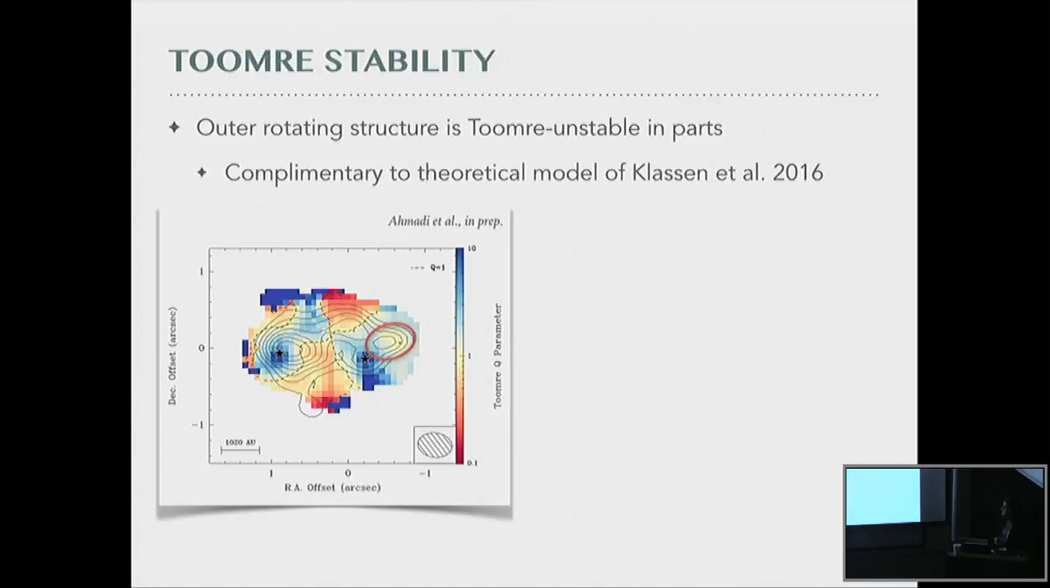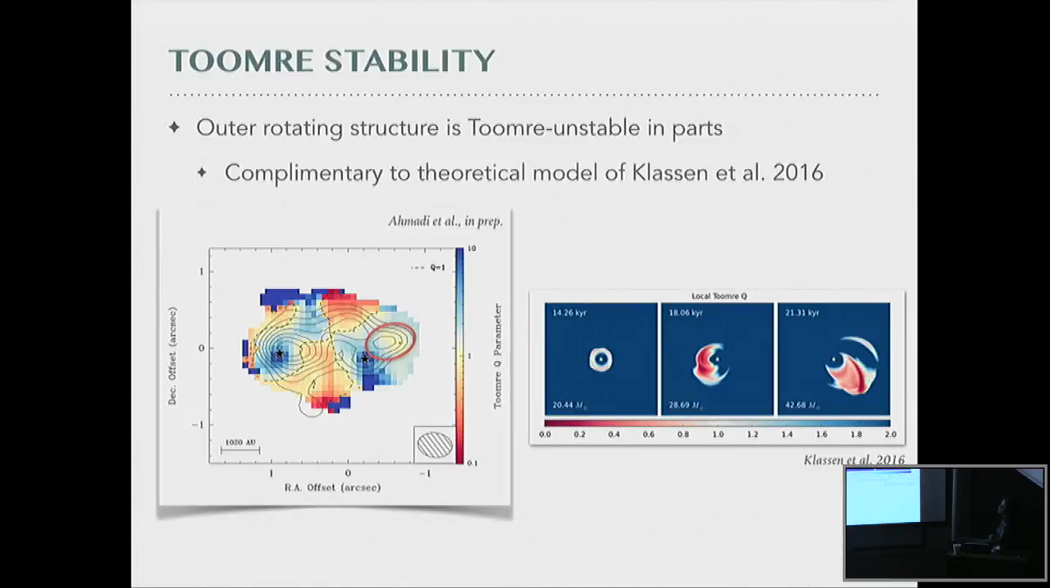This result is complementary to theoretical models of Ralph Pudritz's students, so Michael Klassen, who did this work in 2016, where they basically do radiation hydrodynamic simulations, and they evolve a 200 solar mass clump. And so here you can see the Toomre Q map after 14, 18, and 21 kiloyears, with the central objects ending at 20 solar masses, 28, and 42 solar masses. And so they also see this asymmetric instability, which then in their case goes on to create spiral arms and with an increased period of accretion at this stage.